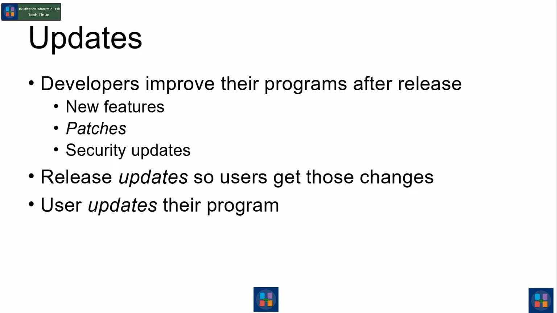Or they need to make a security update because they didn't realize that something they coded in actually leaks user information or something crazy like that. So they have to fix that issue so that the user's data doesn't get compromised or their computer doesn't get compromised. So they will release an update so users get those changes, and then the users will update their program.